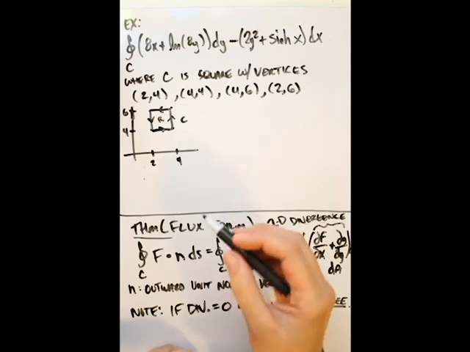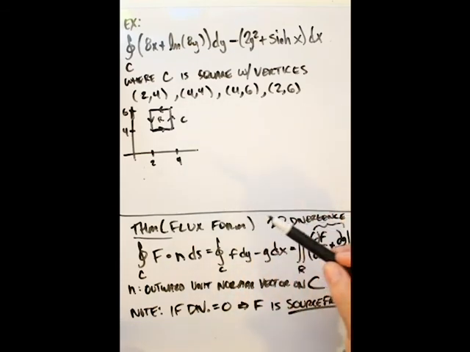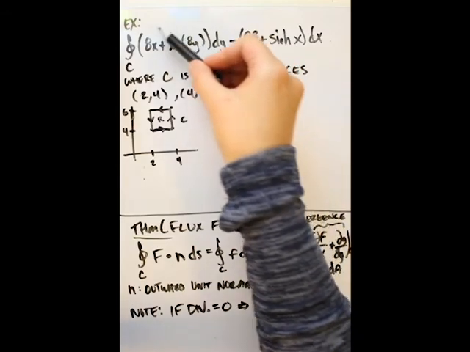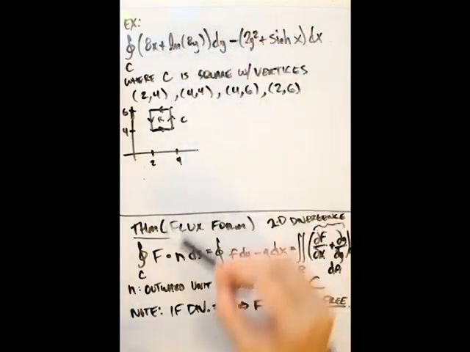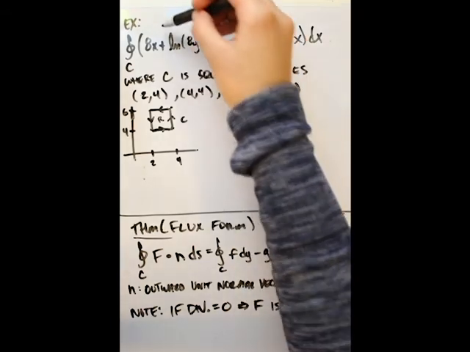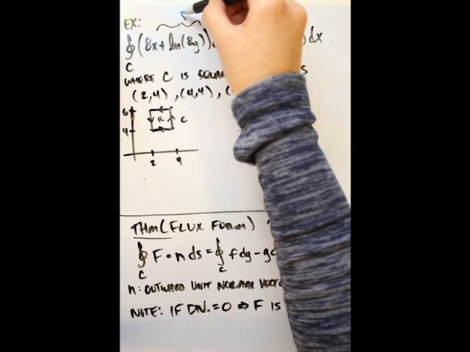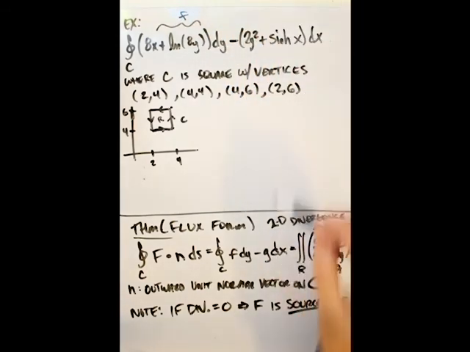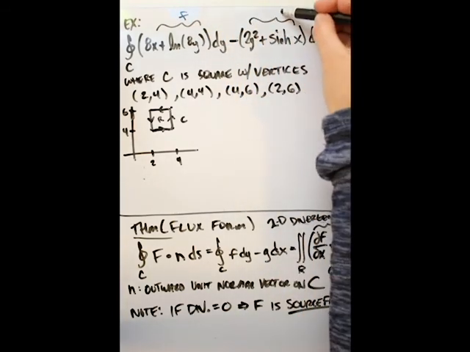Right. So if you notice, we're going to use the flux form of Green's theorem. Look at this theorem here, f dy minus g dx. So this right here is going to be little f, minus g dx. This right here is going to be little g.